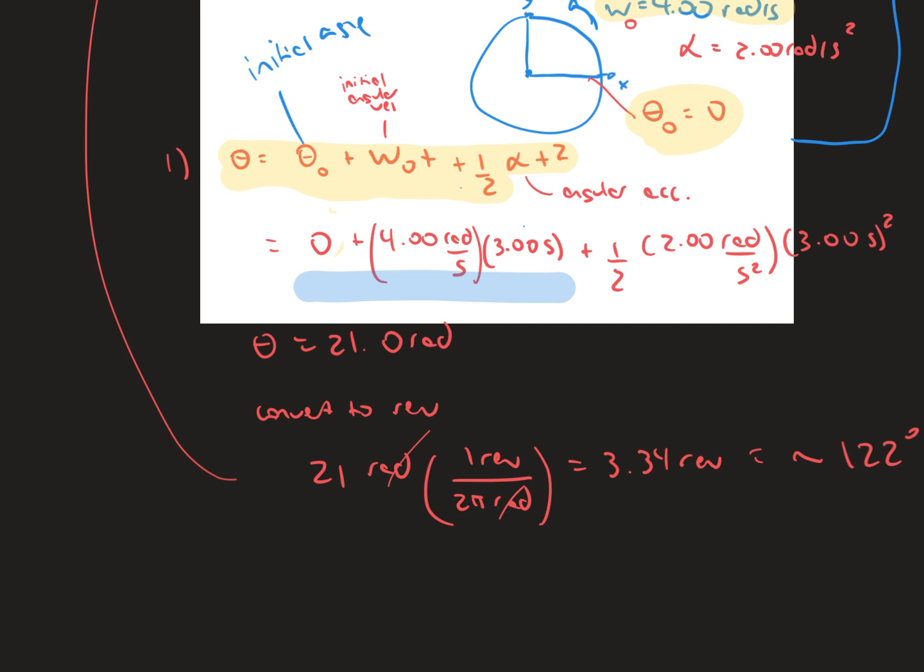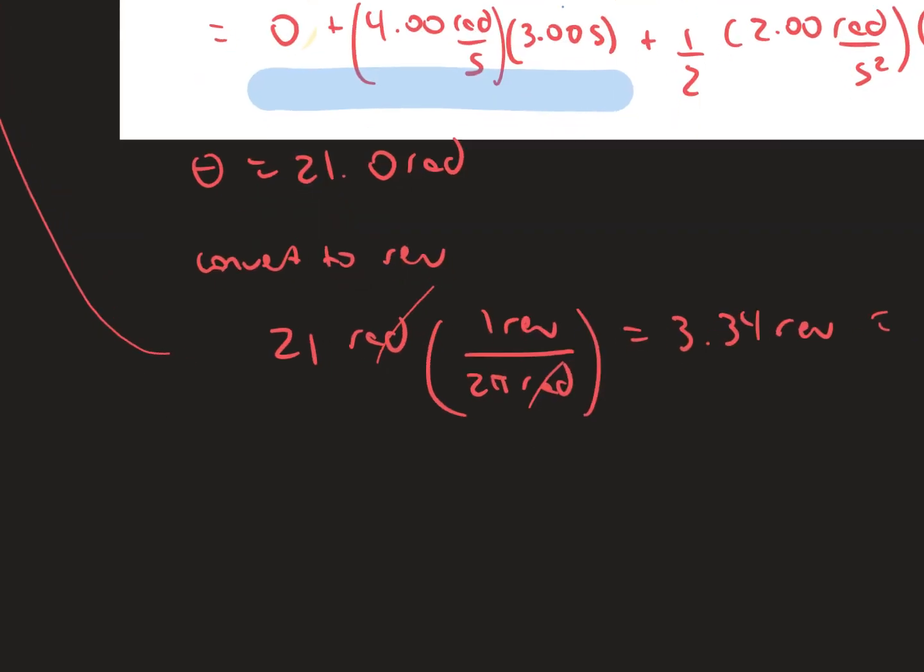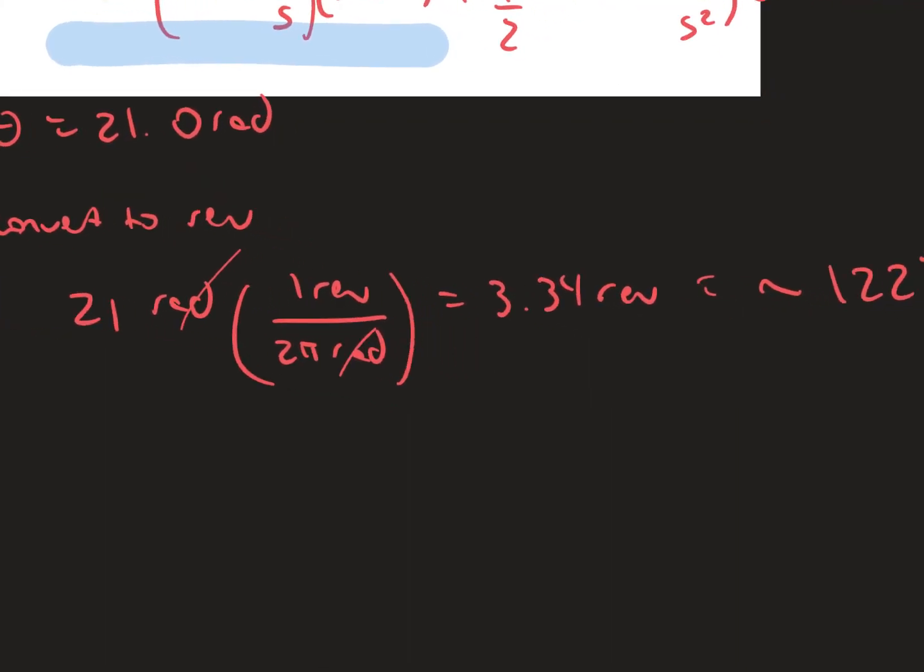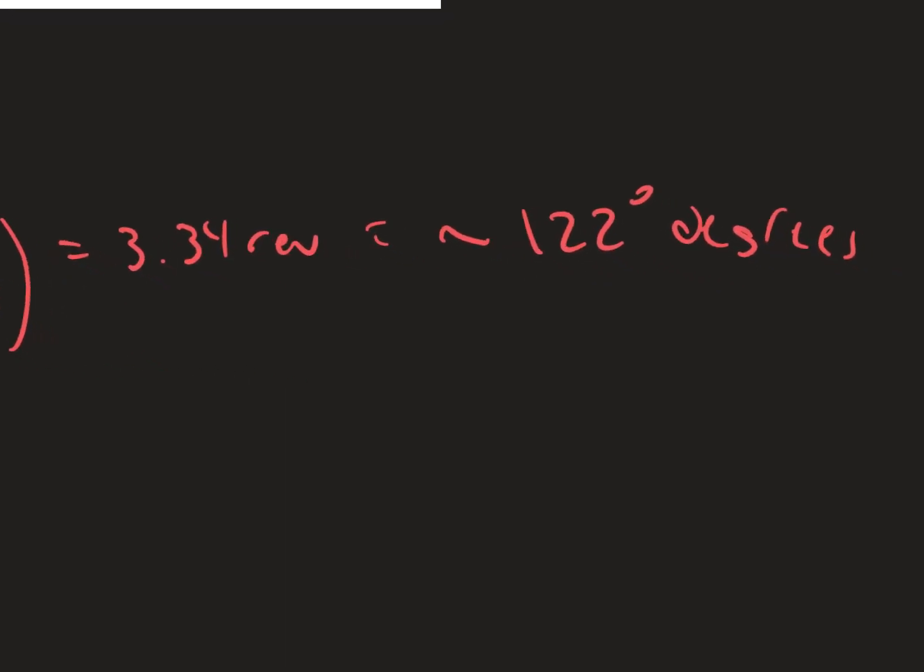But to convert it to degrees, we just have to do a little conversion. We have 21 radians divided by 2 pi radians, which is the same thing as 1 revolution, so we can cancel out the units. And that should give us 3.34 revolutions, or nearly 122 degrees.